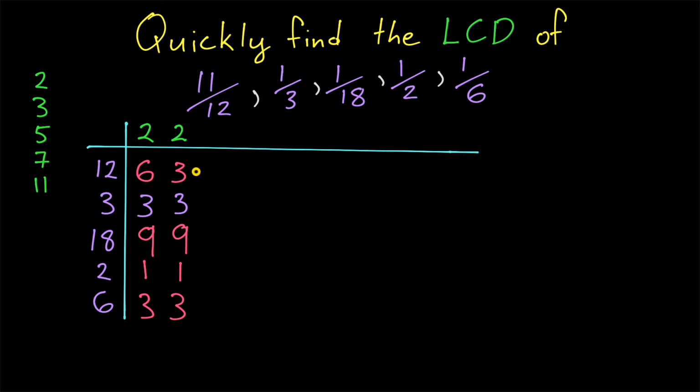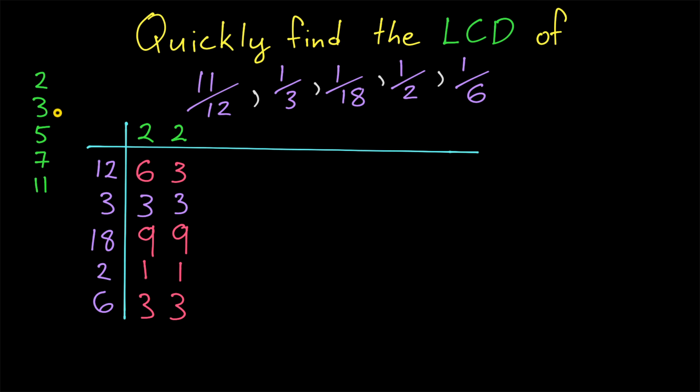All right, now do the same thing for the rightmost column. Ask yourself, are any of these numbers divisible by 2? 3 is not divisible by 2, 9 is not divisible by 2, 1 is not divisible by 2, and 3 is not divisible by 2. So none of them are divisible by 2. Okay, that's fine. Are any of these numbers divisible by 3?